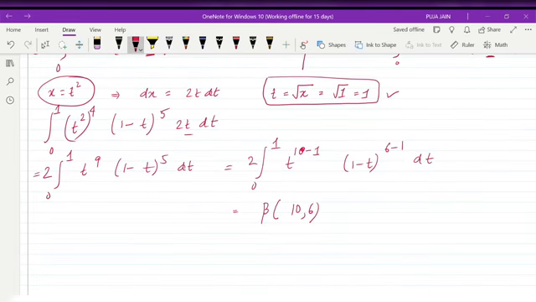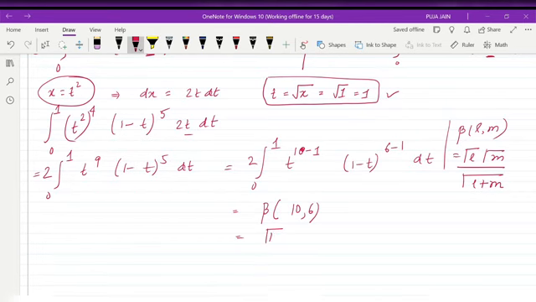Now we know that beta of L comma M is equal to gamma function of L, gamma function of M, by gamma function of L plus M. So gamma 10, gamma 6 by gamma of 10 plus 6. Now we know gamma 10 is equal to 9 factorial. Gamma 6 is equal to 5 factorial, by gamma of 10 plus 6, that is 16, which is 15 factorial. This you know how to solve. You will get the result.